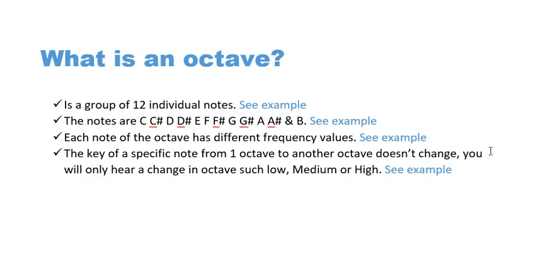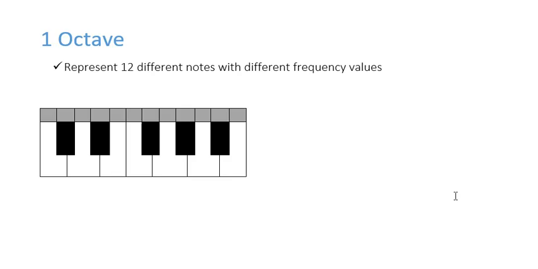Let us now define what an octave is. An octave is a group of 12 individual notes. Here is an example of an octave, and let us now count how many notes it has.